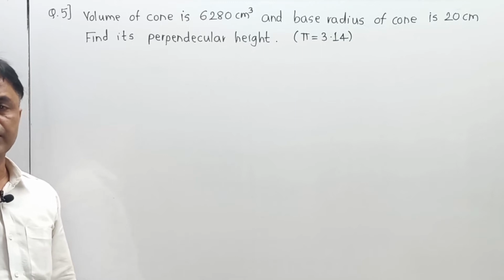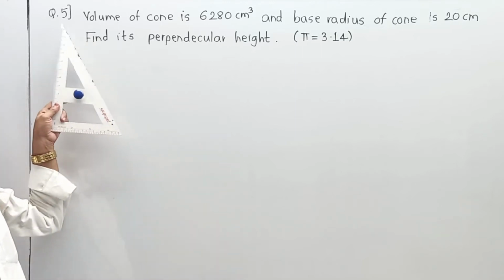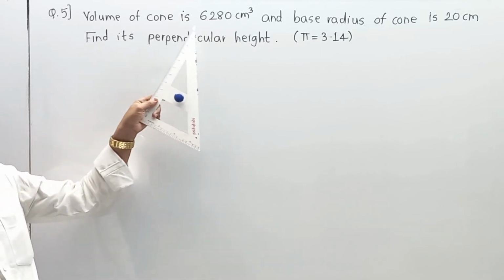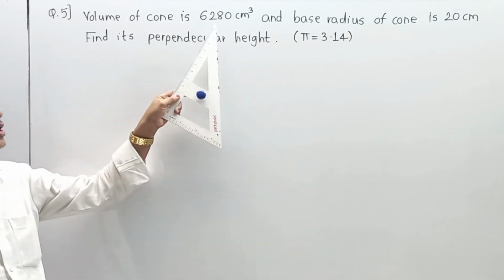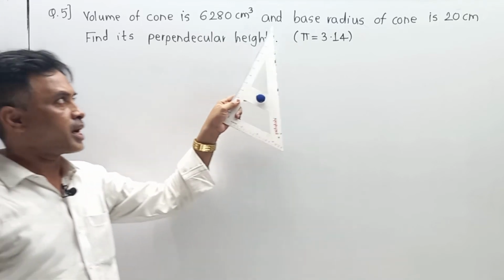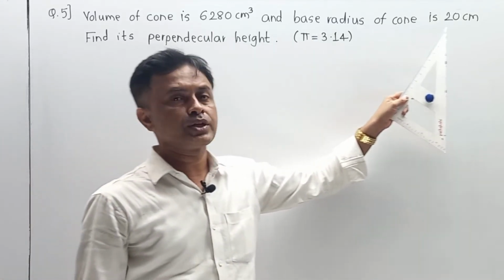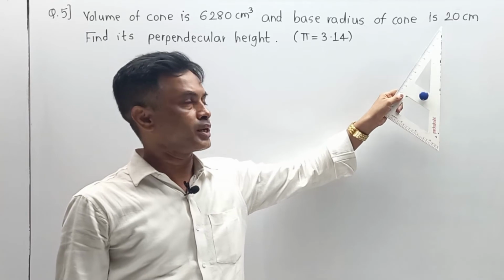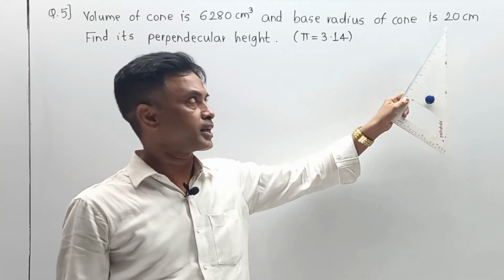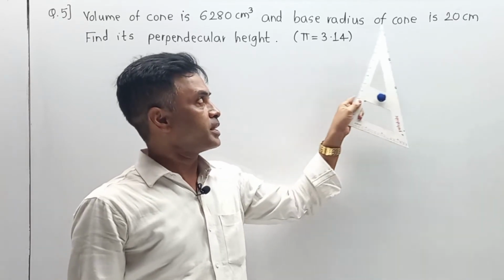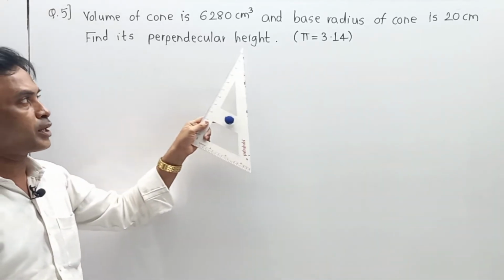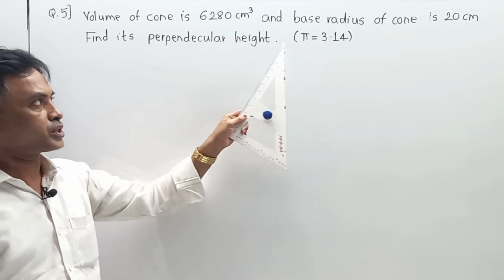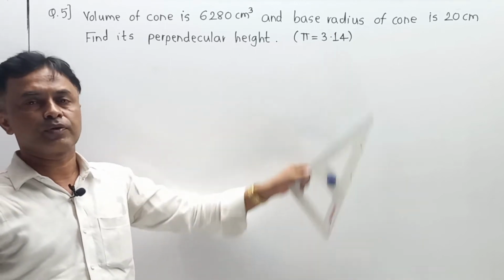Now starting question number 5. Volume of a cone is 6280 cubic centimeter, and the base radius of a cone is 20 centimeter. Student, in the book it is printed as 30, make the correction. Base radius of a cone is 20 centimeter. Then find its perpendicular height, means we are supposed to find h, and pi is 3.14.